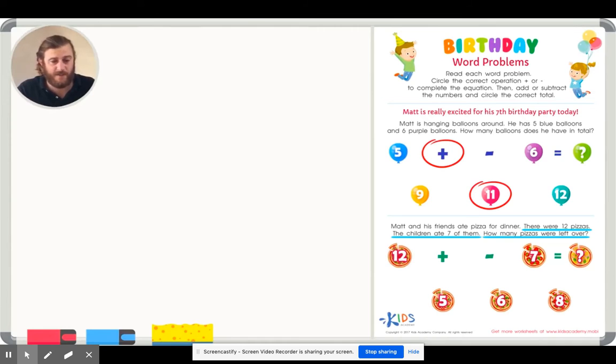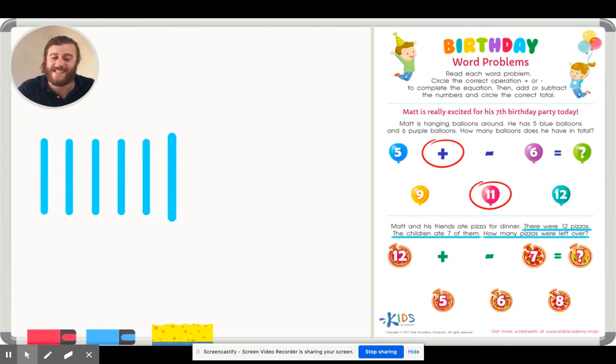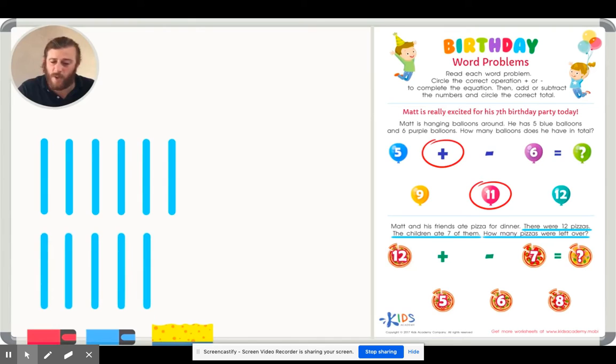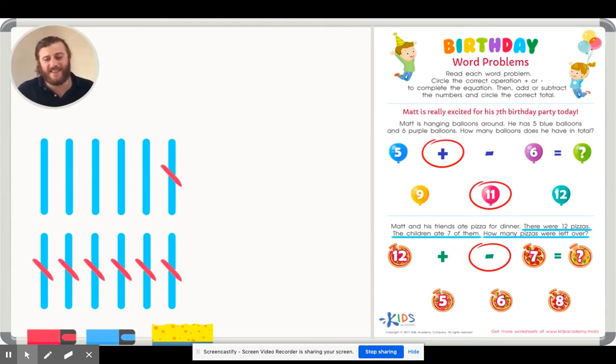Well, let's draw our 12 pizzas. 1, 2, 3, 4, 5, 6, 7, 8, 9, 10, 11, 12 pizzas. Now I ate 7 pizzas. Like I said before, those pizzas are disappearing, or we're taking them away, or we are subtracting those pizzas. So let's cross out the 7 pizzas that the kids ate to find out the answer. 1, 2, 3, 4, 5, 6, and 7. So how many pizzas are left over? 1, 2, 3, 4, 5 pizzas left over. So I think the answer is 5. 12 minus 7 equals 5.